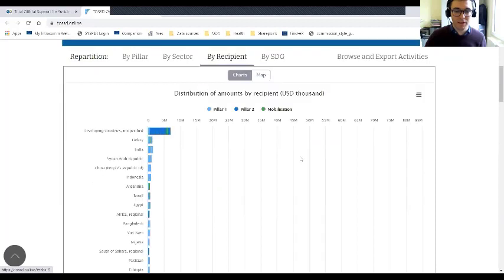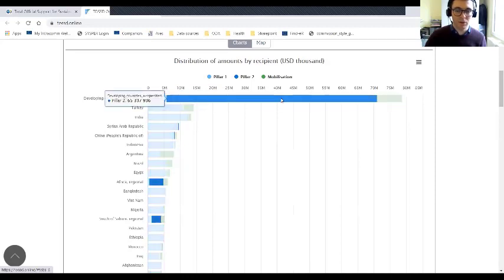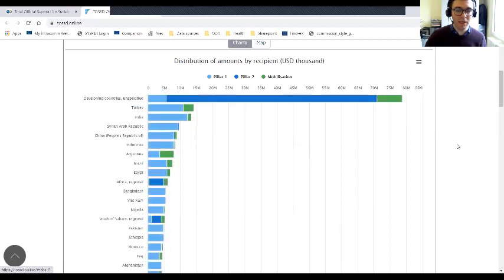You can also look at it by recipient. And here you see that the unspecified category is the biggest. This is, of course, due to pillar two, which almost coincides with this category, because pillar two, by definition, does not have a recipient country which can be identified. So for that reason, it is put in the unspecified receiving category.